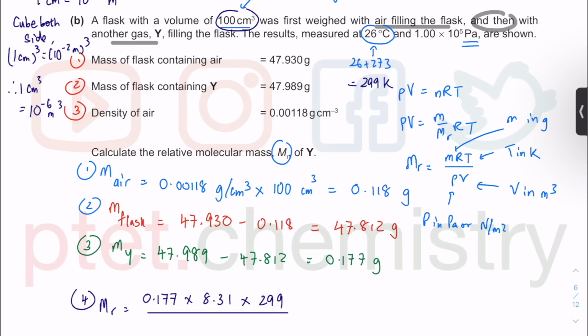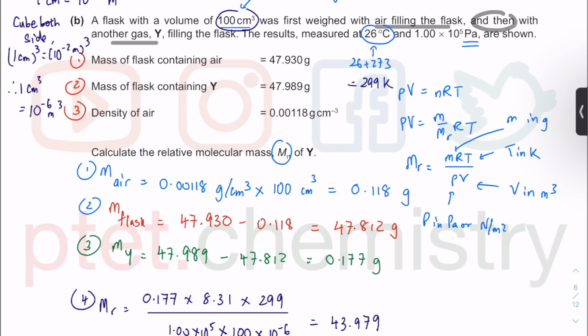And then this is divided by PV. So the P is 1.00 times 10 to the 5 Pascal. And what do I have for the V? It is 100 cm cube. Converting cm cube to meter cube, times 10 to the power minus 6. Now it's time to press your calculator after you have gotten everything set up properly. Hang on, divided by 100 and times 10 to the minus 6. So what I get is 43.979. They didn't ask us how many significant figures to give this one to.